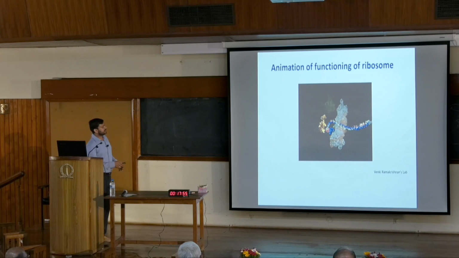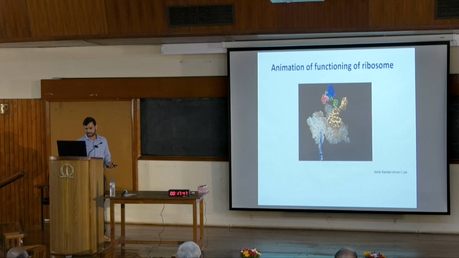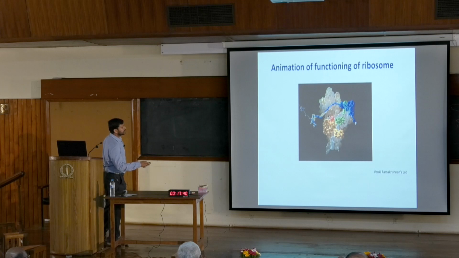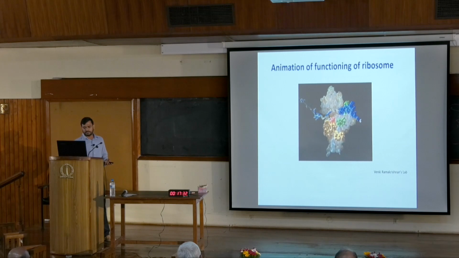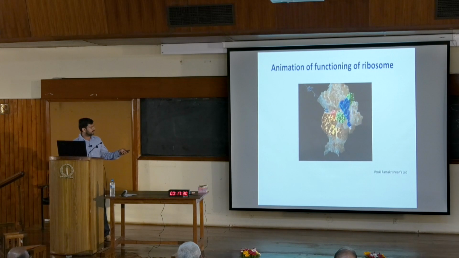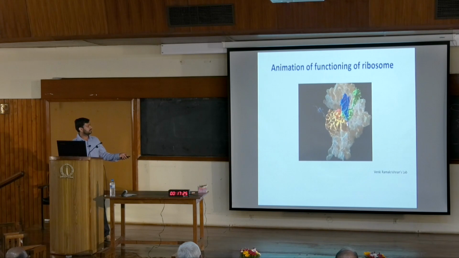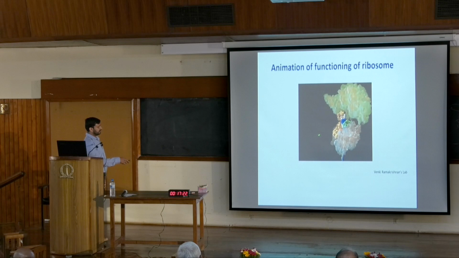Initially you have the small subunit, the mRNA template, and the initiation factors, which are then assembled on the ribosome. You see here the mRNA and the initiation factors with the tRNA. This is the initiator tRNA which will be placed on the ribosome. The mRNA binds in the mRNA cleft, and this is the formation of the initiation complex, which then recruits the large subunit.